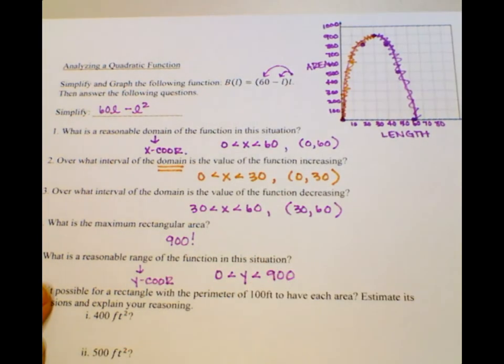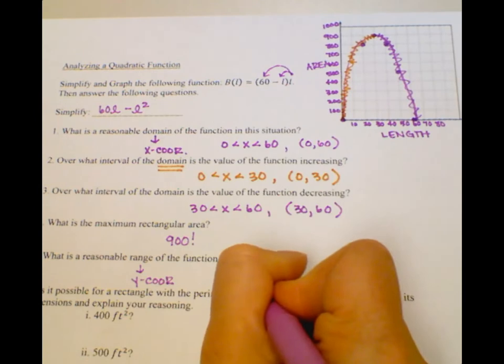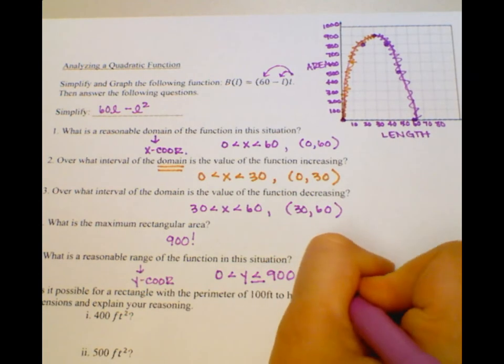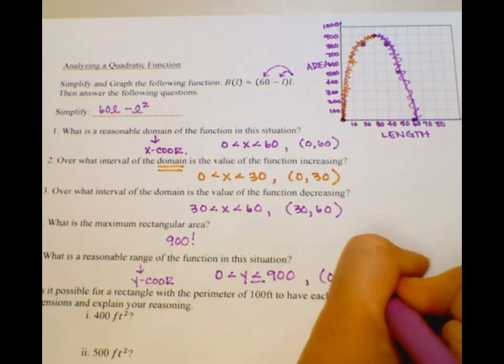900. Now here's a tricky one. 0's on the x-axis. Yes. Is 900? No, it is not. Okay, so 900 does have an underline. So if I was to rewrite this, it would be 0, 900 bracket.